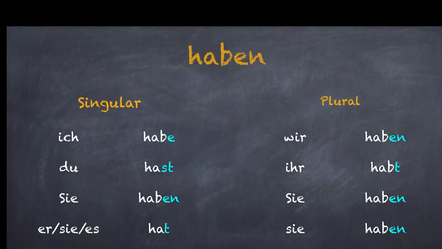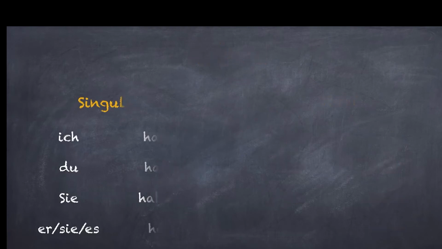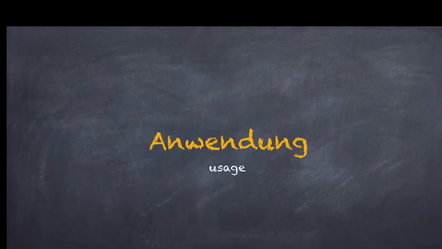We have another video on haben and sein where we talk about the verb conjugation in detail. You can watch this video as well. The link is given below in the description. Now let's move on to the verb sein. And let's see where it can be used. Anwendung.